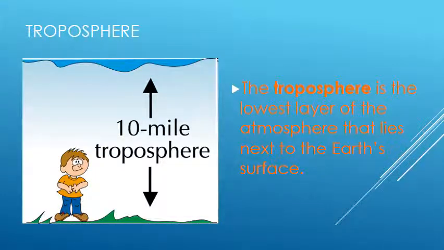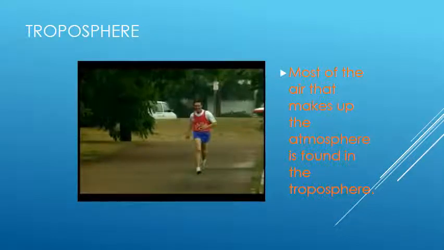All right, so the troposphere is the lowest layer of the atmosphere. It's right next to Earth's surface. And this graphic shows that it goes from about 0 miles in altitude all the way up to about 10 miles in altitude. But we know that we like to think in SI measurements when we talk in science. So that really is from about 0 kilometers in altitude up to about 14 kilometers. The troposphere is where we live. It's the air that we breathe. So most of the air that makes up the atmosphere is found in the troposphere.